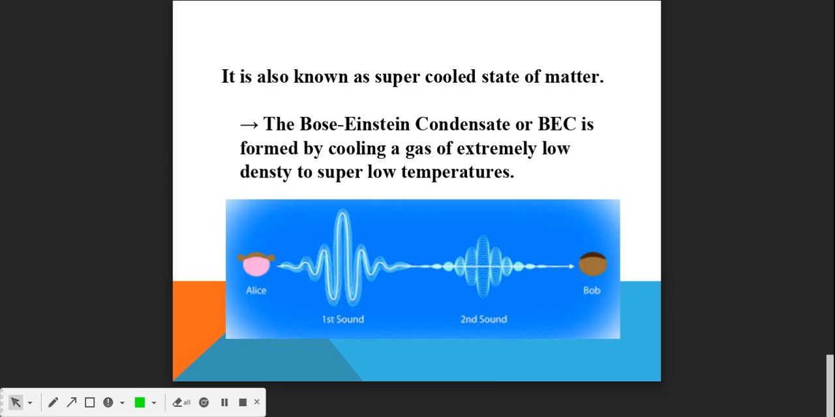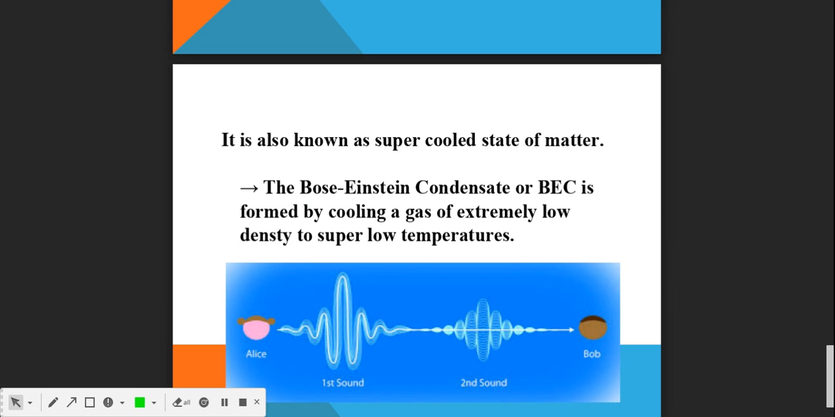So in today's video, we have learned about the fourth and fifth states of matter, and we have revised the difference between evaporation and boiling. I hope you all have understood.